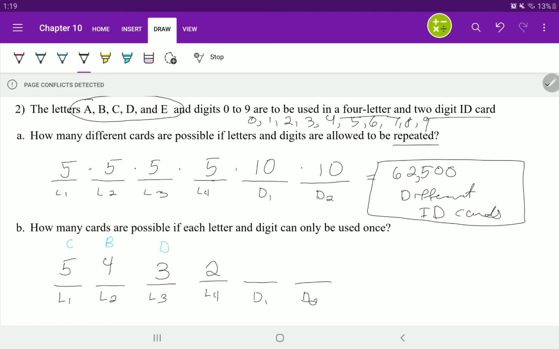And the same thing will also apply for each digit. For my first digit, I have 10 options I can use. Let's say I pick the number 2. That means 2 is now eliminated from me using again. I can only use each digit once. Which means now I have 9 digits left that can be in the second slot. And here I can multiply. So there's going to be 10,800 different ID cards.